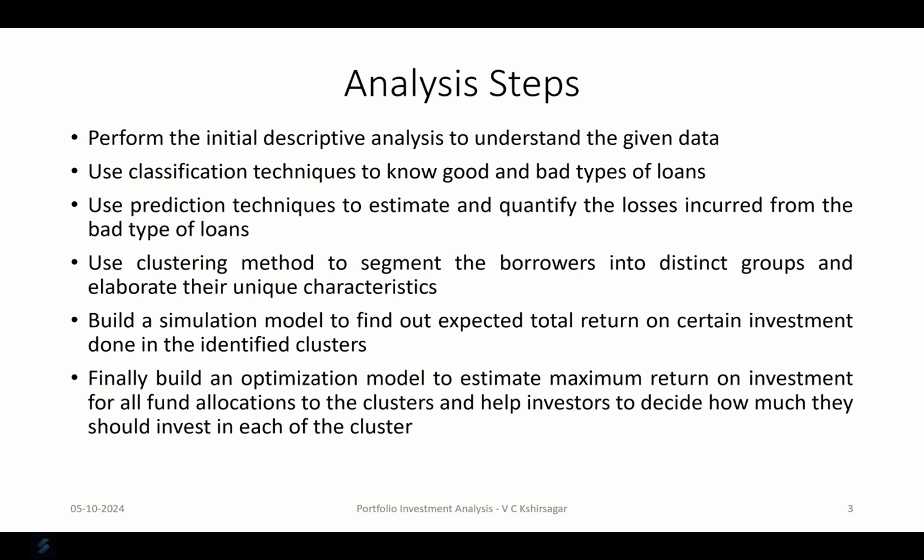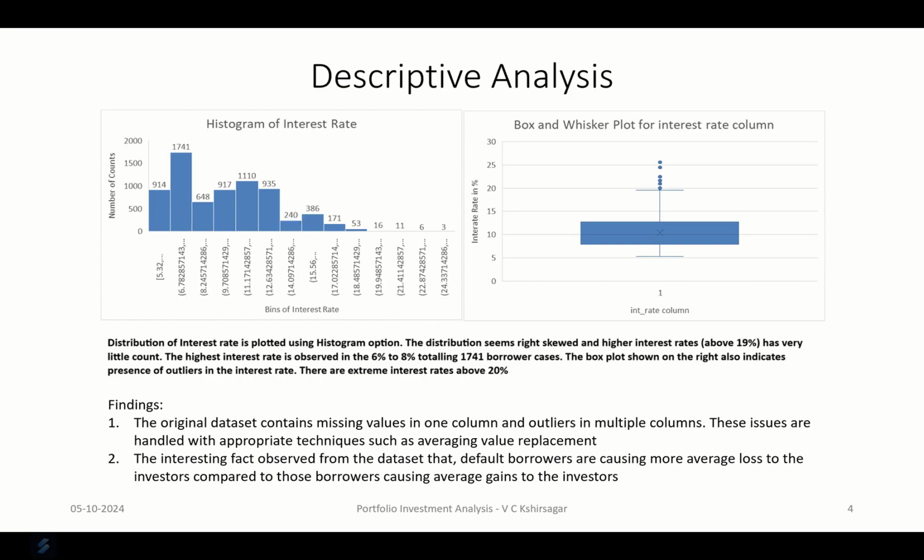Fourth step is to build a simulation model to find out the total expected return at the completion of 1 year on certain investment which the investors are going to make on the different segments of borrowers. And finally, the last step is to build an optimization model to achieve the maximum return on the investment based on the calculated proportion of investments in each type of cluster. Now let us see these steps one by one.